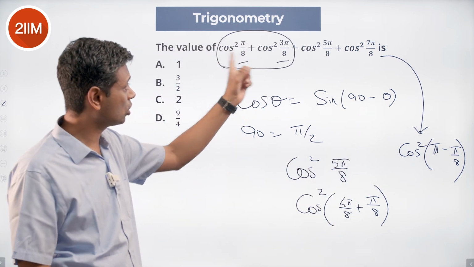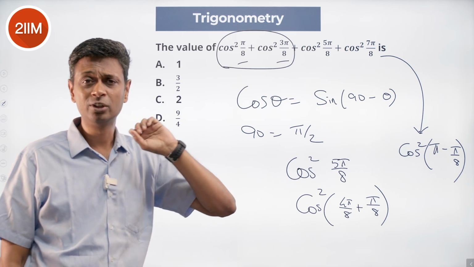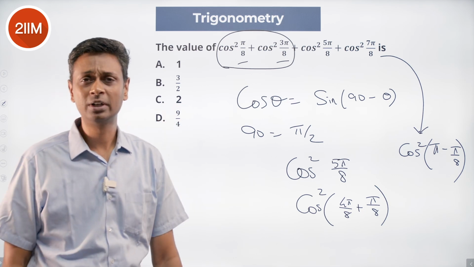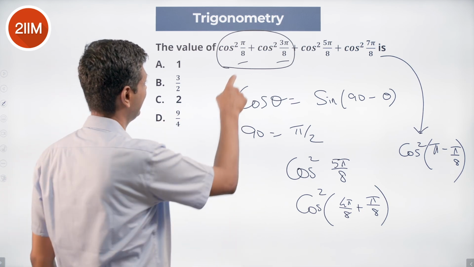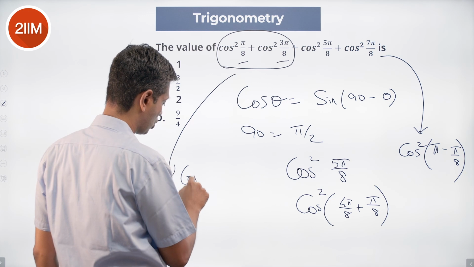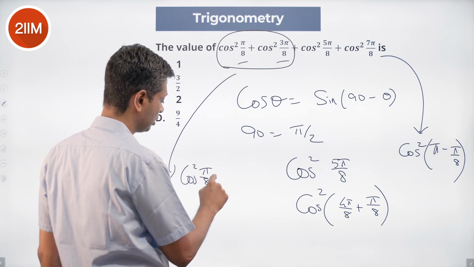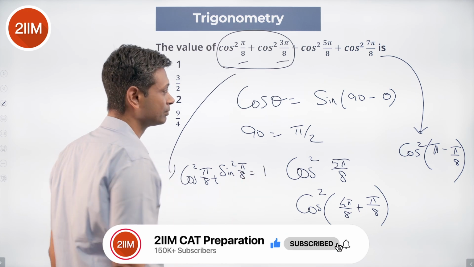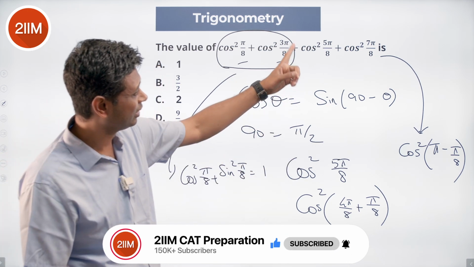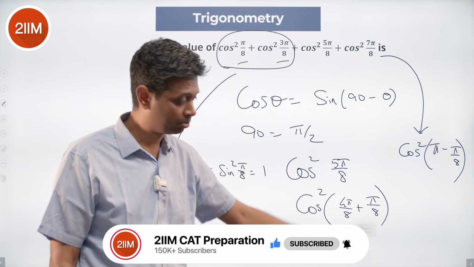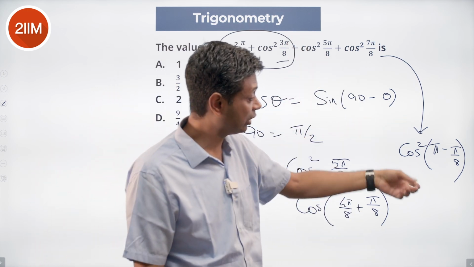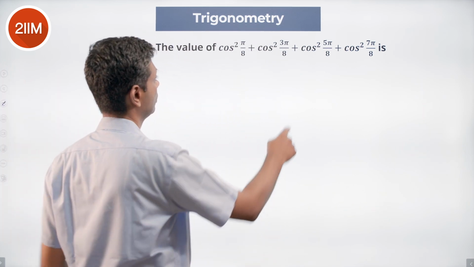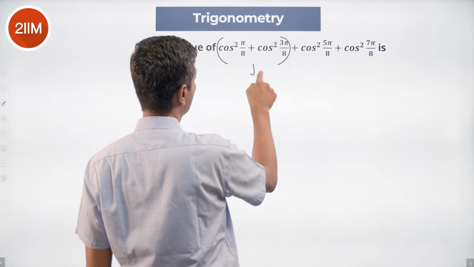These two, cos square pi by 8 and cos square 3 pi by 8, add up to pi by 2, 90 degrees in the bag. So I can take this and say this is cos square pi by 8 plus sin square pi by 8 equal to 1. I want to modify the others. 5 pi by 8 we think of as 4 pi by 8 plus pi by 8. 7 pi by 8 we think of as pi minus pi by 8. Right? So let's attack these two. These two add up to 1.